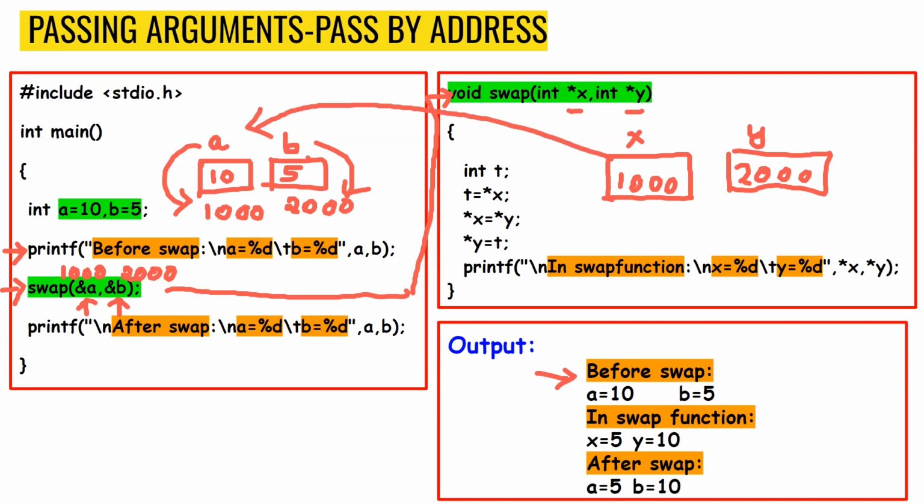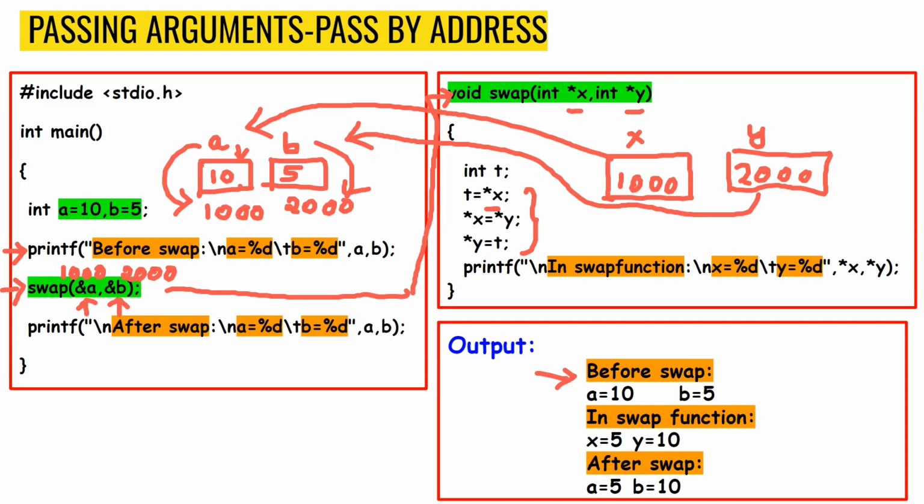Then in the subfunction, a set of statements are available for performing the swap. We are declaring variable t. Then we are assigning t is equal to star x. Star x is the dereferencing operator, or value-at operator, which means the value at this address location. In x, the value is 1000. The value at 1000 is 10. So that will be assigned to t.